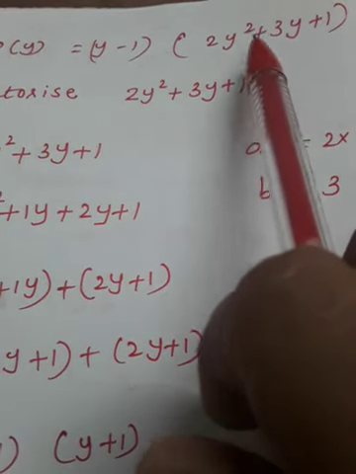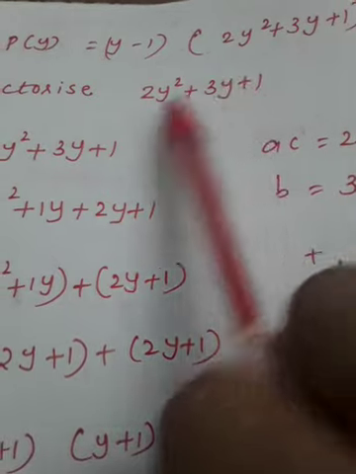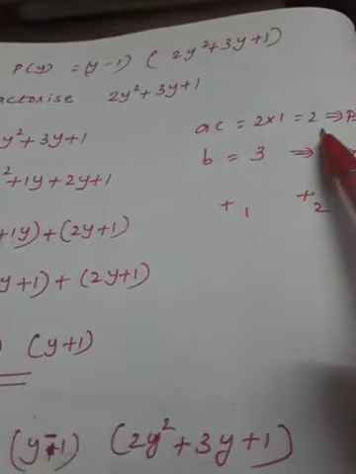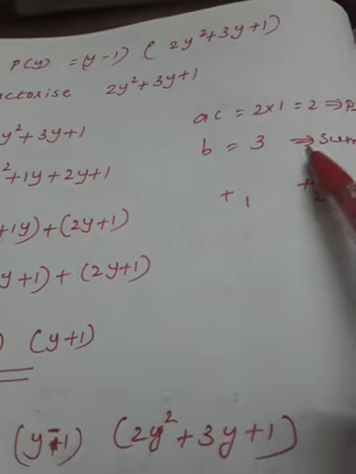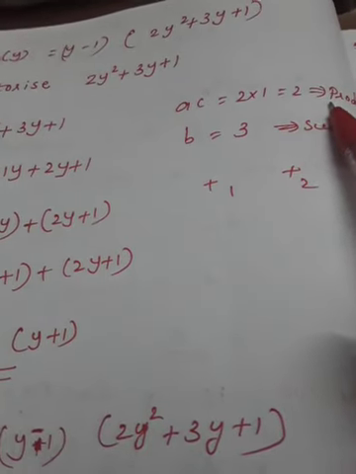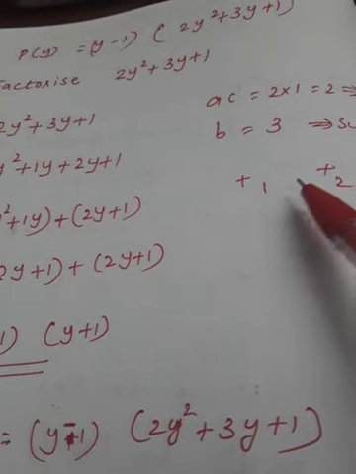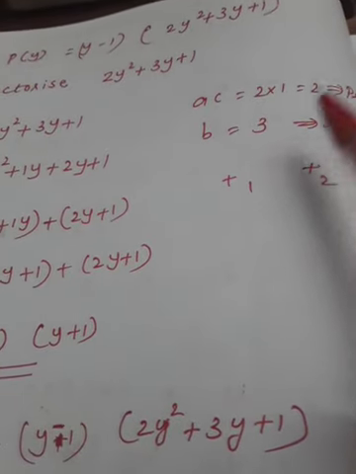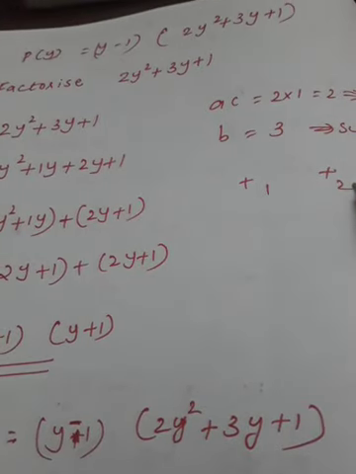Here we need to factorize this quadratic polynomial by splitting the middle term method. So here AC is 2 into 1, 2. That will be the product. B is 3. That will be the sum. Here product is positive means both having the same symbol. B is positive means both having positive symbol. Sum is 3, product is 2. Which are such numbers? 1 and 2.